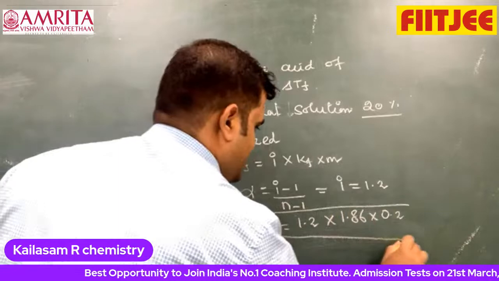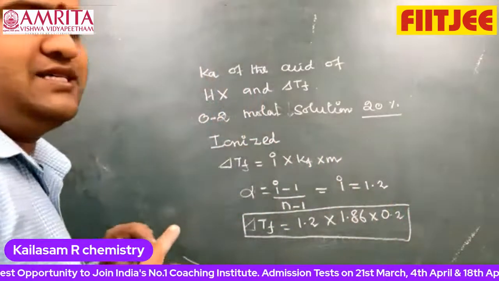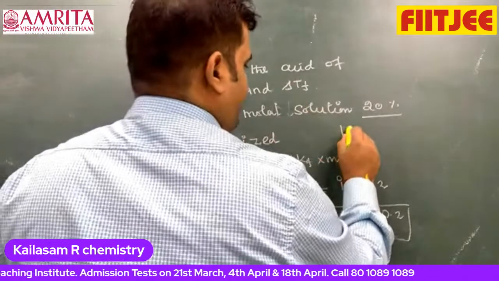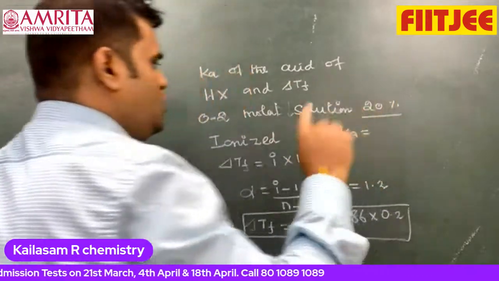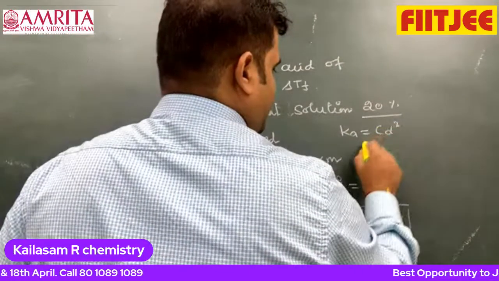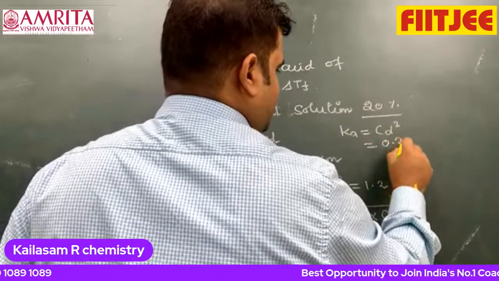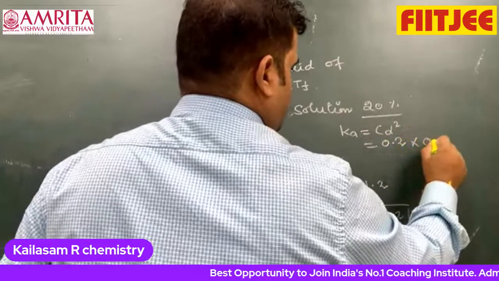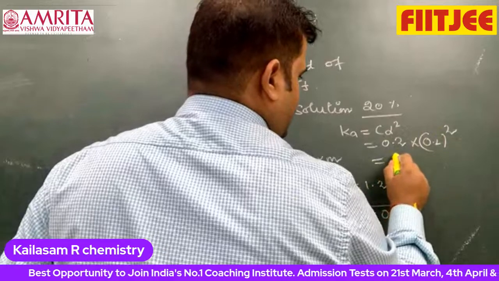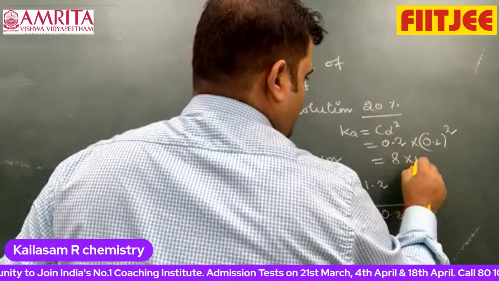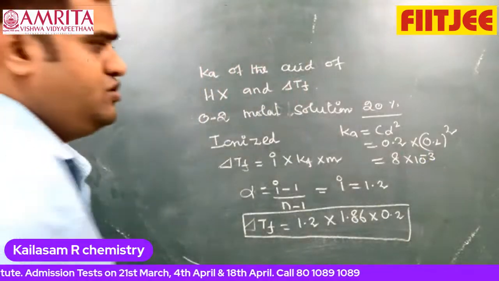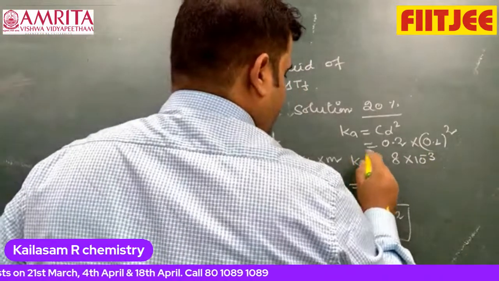Next, you want to find the Ka of the acid. Ka is equal to C alpha square. Assuming molarity is equal to molality, C is 0.2 and alpha squared is 0.2 whole square. Therefore 8 into 10 power minus 3 is the answer. This is what you may expect from the examination point of view.